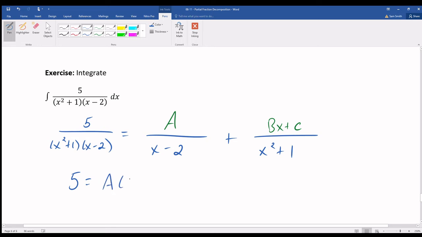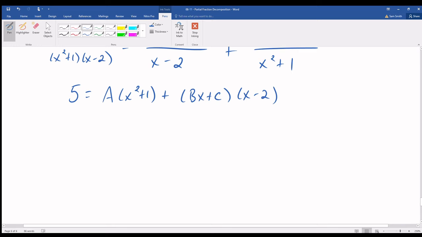So here I go to clear the fractions, and I find that 5 is equal to A times (x squared plus 1), plus (Bx plus C) multiplied by (x minus 2). Now, can you think of an x value that might be convenient to plug into this equation? I think I would try x equals 2, which will cause this entire back term to vanish from 2 minus 2. And I get 5 equals A times (2 squared plus 1), and therefore A must be equal to 1.